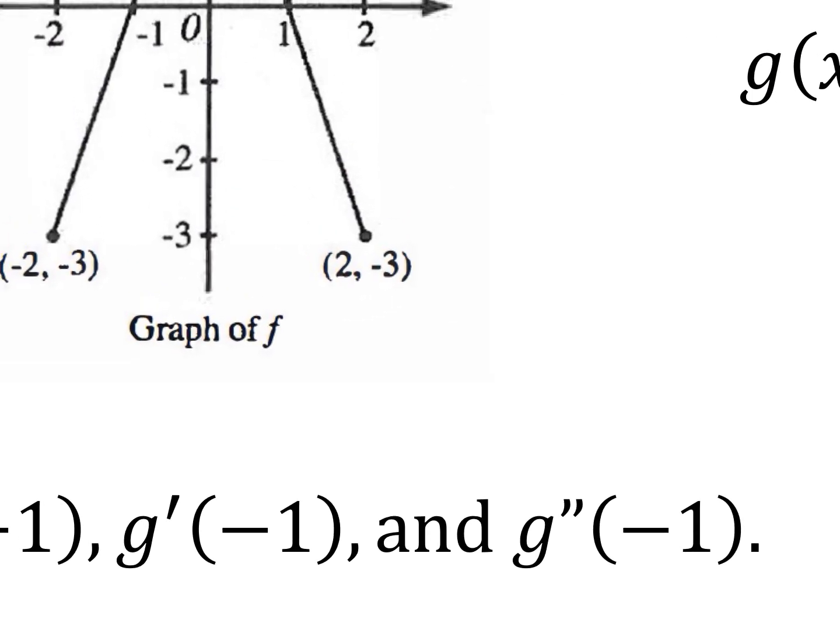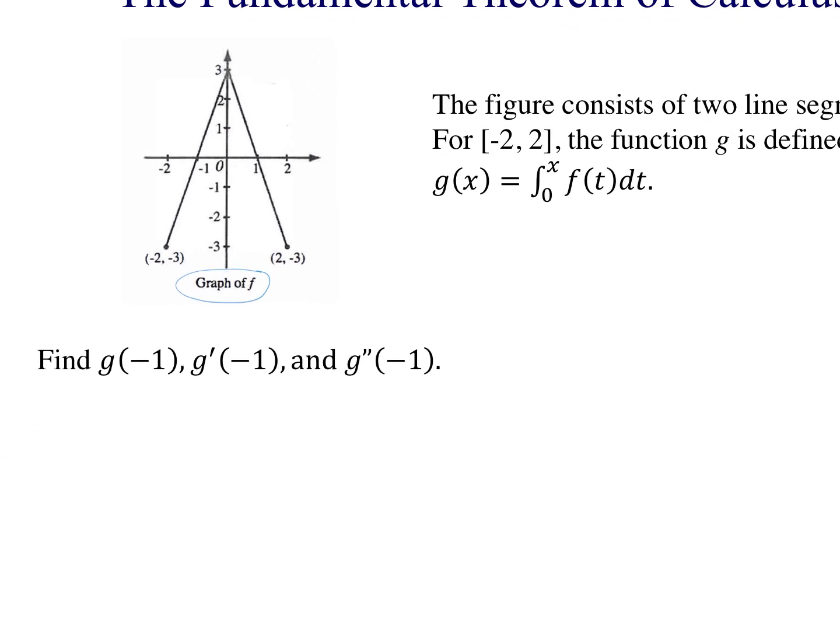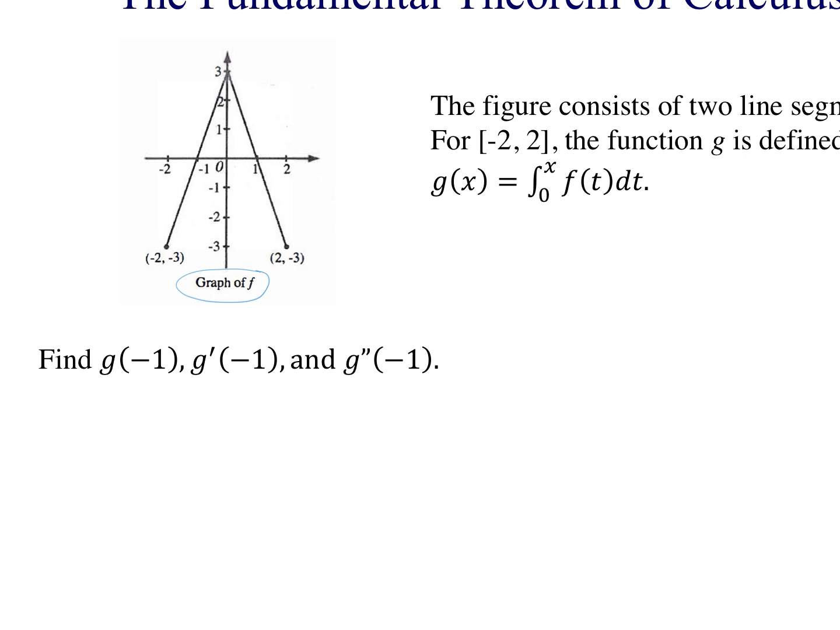It says graph of f. Okay, as not a g, that is an f. Okay, but all the questions are about g. So we have to trust what's given to us about g, which is right here. All right, so find g of negative 1.